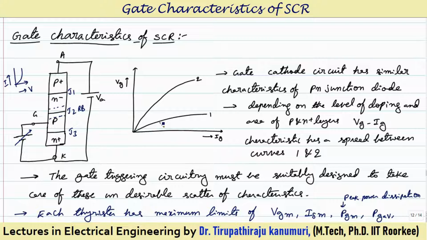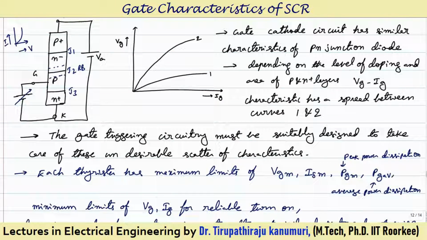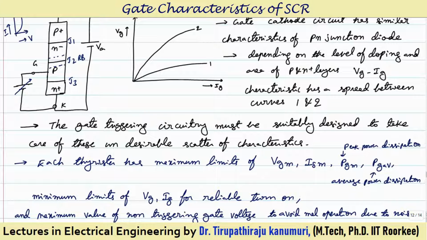Curve one indicates the case where less voltage is required to get the same value of current. That means the doping is more. The second case is for an SCR where the doping concentration is a little less or the area is less. In that case it will follow curve number 2. More voltage will be required to get the same current. Agree with me? So different SCRs will have diversified characteristics because of the difference in doping levels, because no two SCRs can be manufactured in the same way.